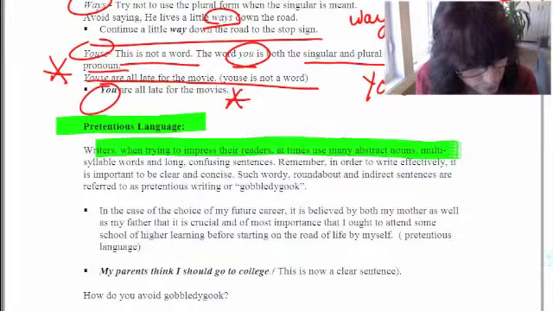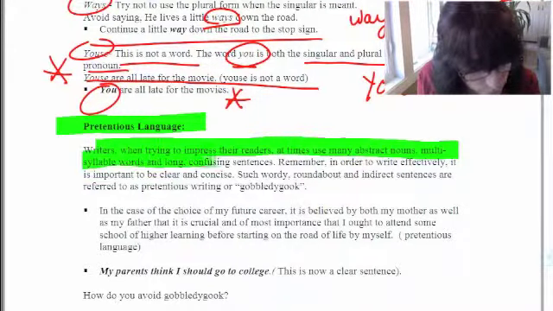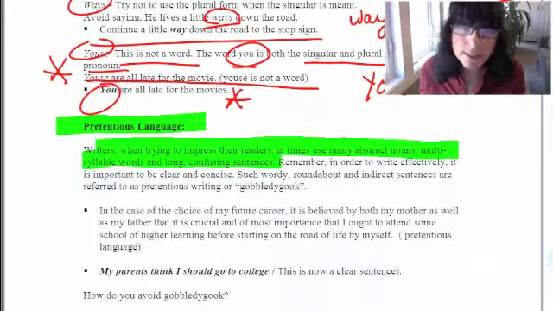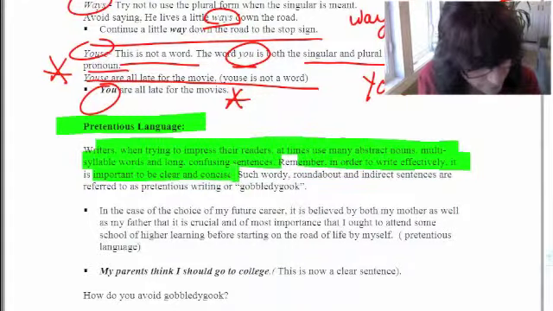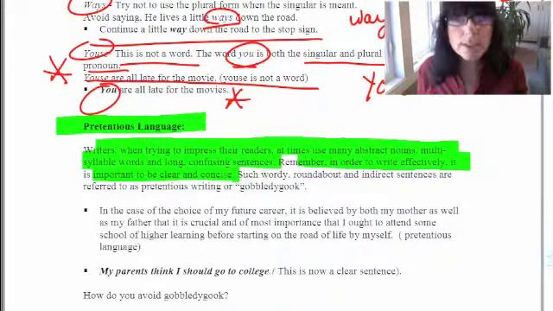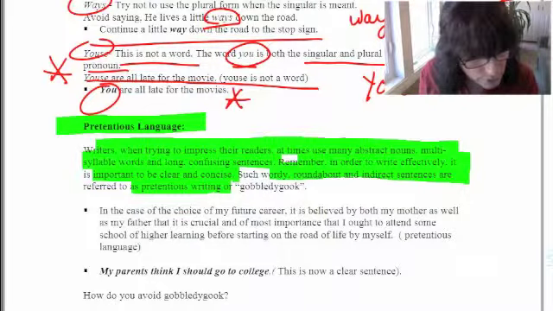Writers, when trying to impress their readers at times, use many abstract nouns, words with multi-syllables, and sometimes long, confusing sentences, thinking that it's a more impressive way to write. But remember, in order to write effectively, you want to be clear, concise, and to the point. So if you're writing wordy, roundabout, long, indirect sentences, it's called pretentious writing.